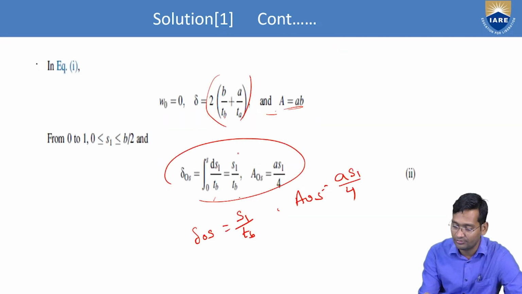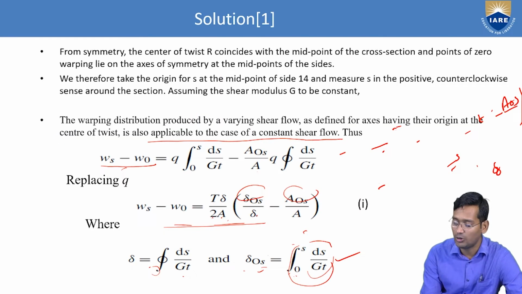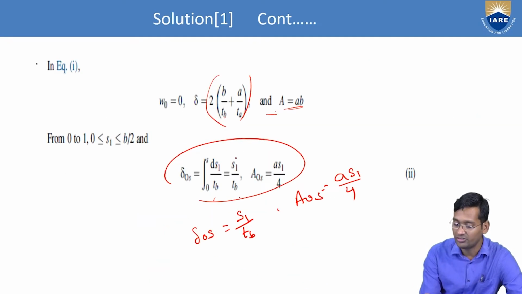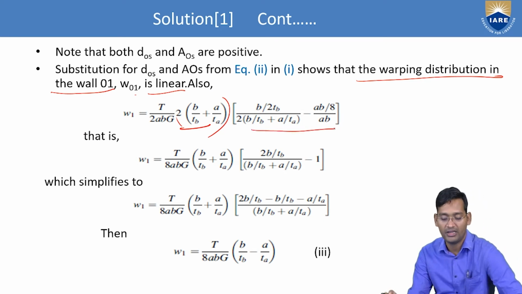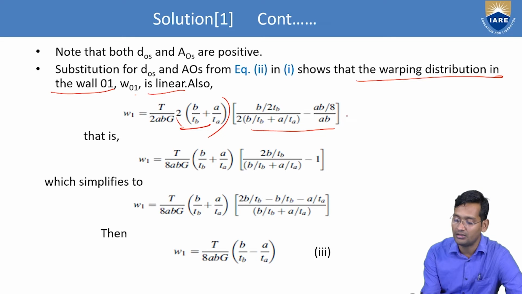Now next, what is the term? Next, here, delta OS by delta and AOS by A. Delta OS is S1 by TB and AOS is AS1 by 4. So just substitute, multiply and expand, take LCM. Or simply, AB gets cancelled, so here this will be 1 by 8. Take 1 by 8 common, because these two will get cancelled. After taking 1 by 8 common, here this will be 1, and here this becomes 2b TB.